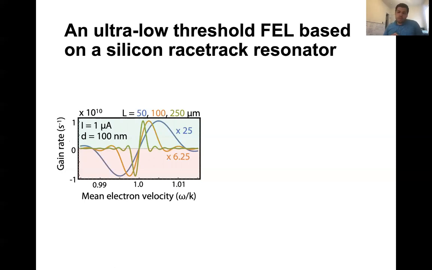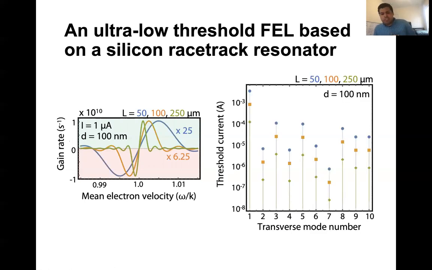Another important thing I want to mention, you can already see it here, is that the electrons need to move ever so slightly faster than the phase velocity of the photon in order to get net gain. If they move slightly slower, then you get net loss, and you're accelerating the electrons through a particle-accelerator-type mechanism.